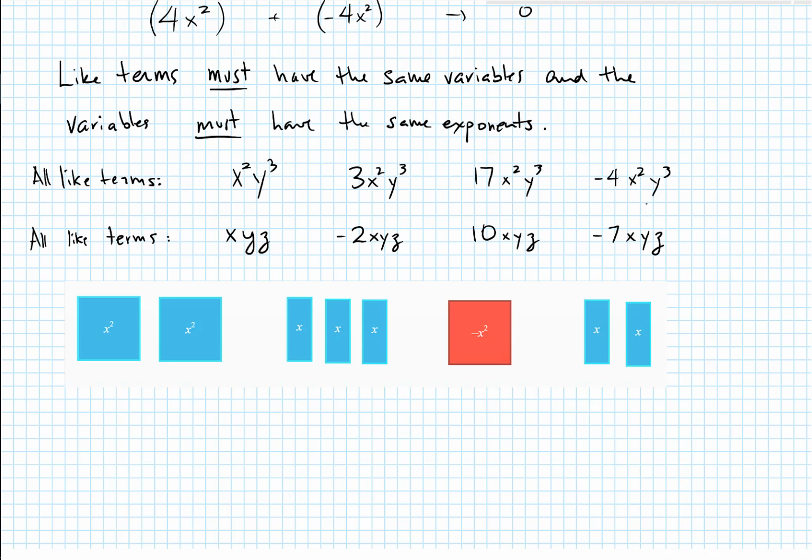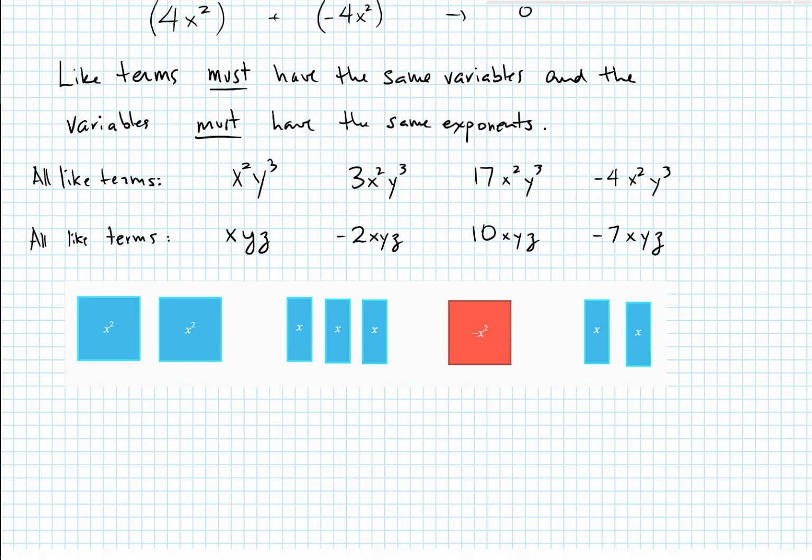We're concerned with the variables being exactly the same and the exponents on those variables being exactly the same. Similarly, the second row, xyz, is a like term with minus 2xyz, with 10xyz, with minus 7xyz. And don't get confused or tricked if you see some polynomials where the variables are written in a different order. Remember, they're just products, and you can put the products in any order you like. So if you saw an xyz with an xzy, those are the same 3 variables, same exponents, and so those are like terms. Now, how do we do this with something a little bigger?